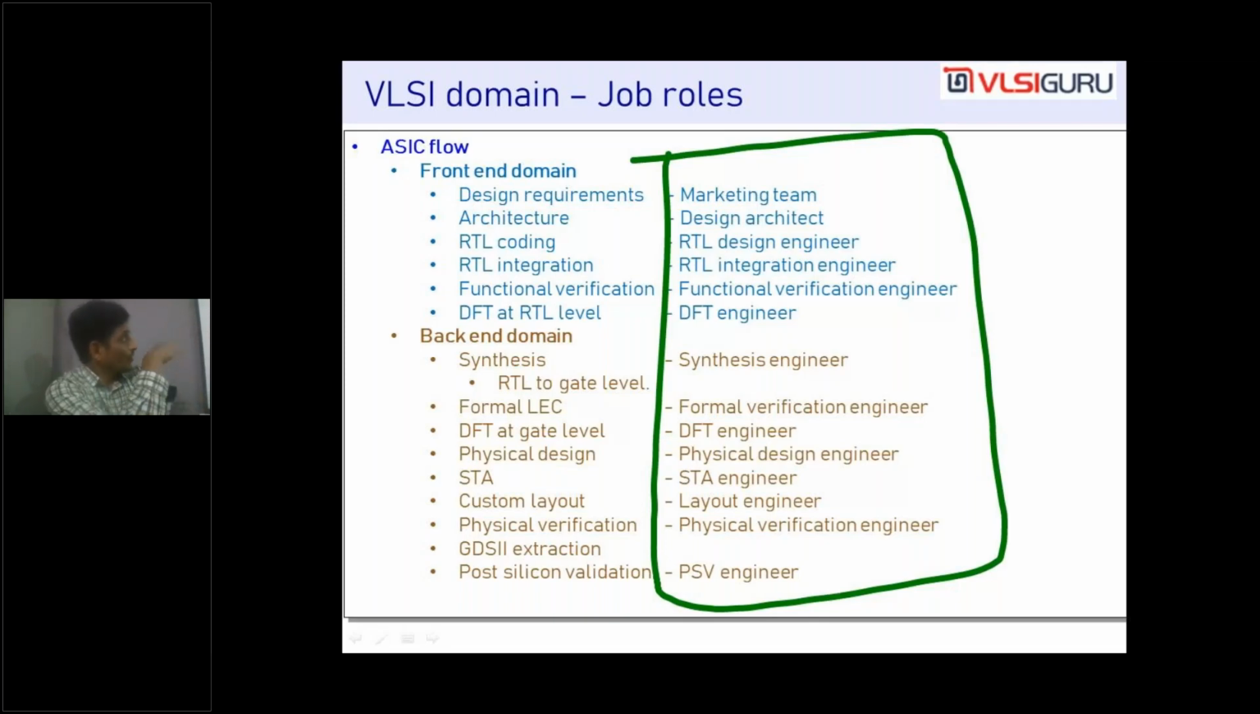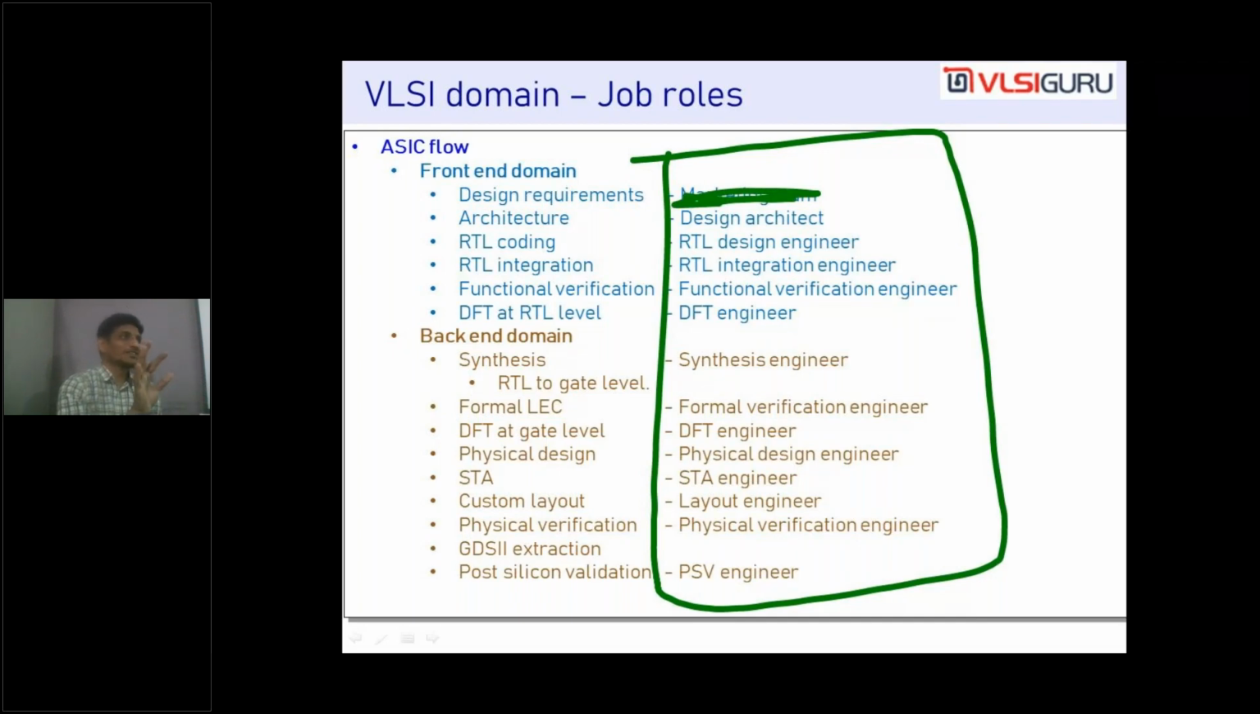Okay. How many job roles do you see roughly? Leave aside marketing engineer, marketing team you cannot become, right? After doing BTech, you don't want to get into marketing. How many other roles are there? Around 13, 14 job roles are there. So this is the problem with VLSI.